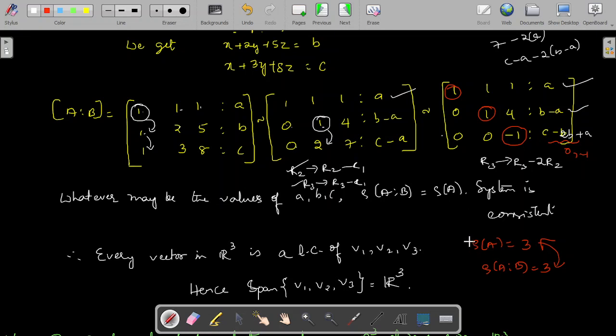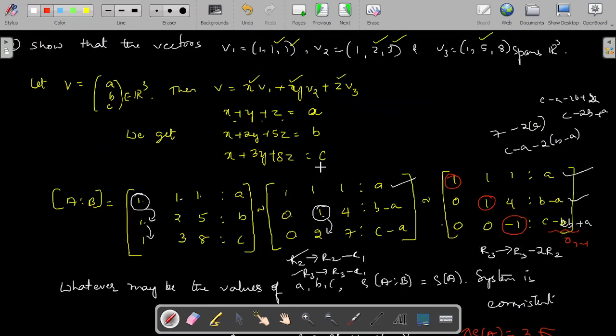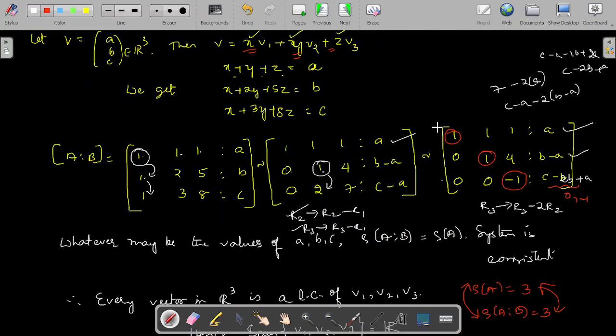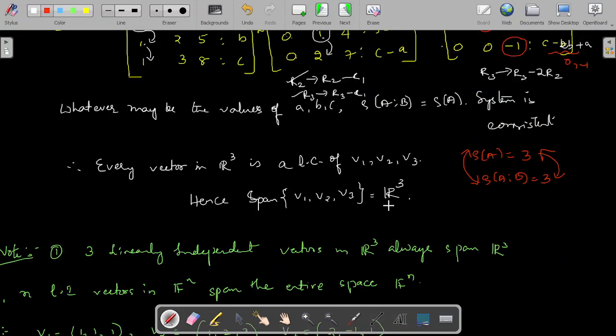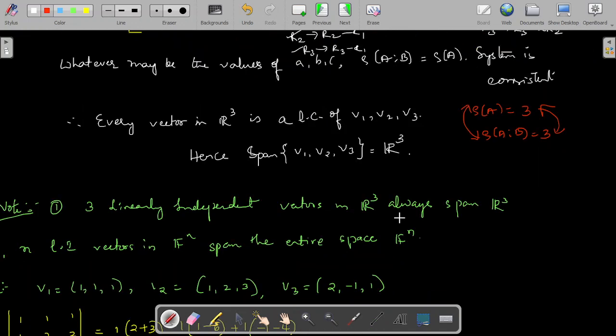Hence, if the ranks are equal, the system is consistent, there exists a solution, which means we can get the values of x, y, z. If there is a value for x, y, z, then every vector of V can be written as a linear combination of V1, V2, V3. Hence, these three vectors span the whole space R cube. So, this is how we will do these kinds of problems. The span of all these three vectors equals the whole space R cube.